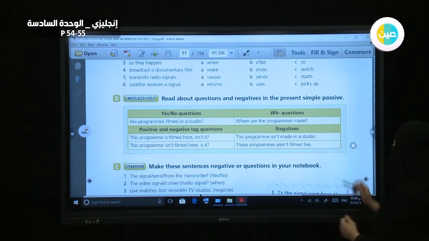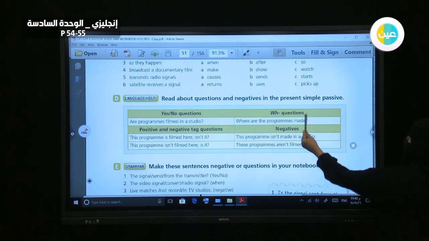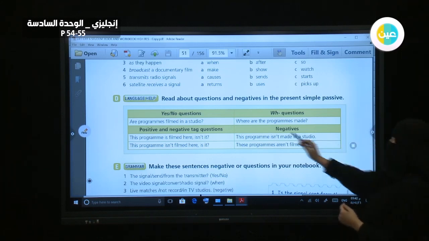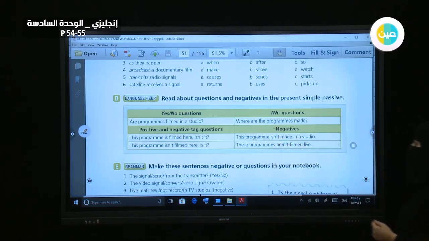Okay, now let's move to WH questions. How can we form WH questions in the present simple passive? Remember, in passive we use the past participle form of the verb, the third form of the verb. Okay? So, where are the programs made? First we have the WH word, where. We have where, what, when, why, who, how.